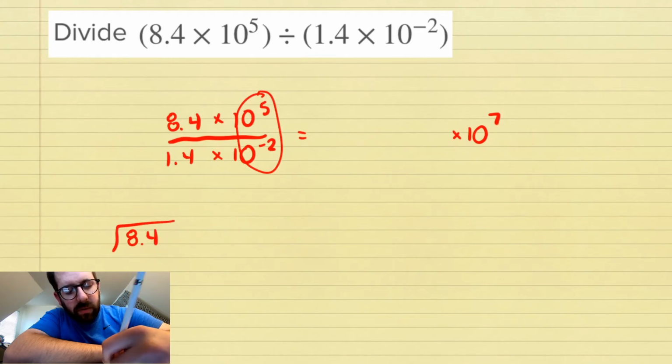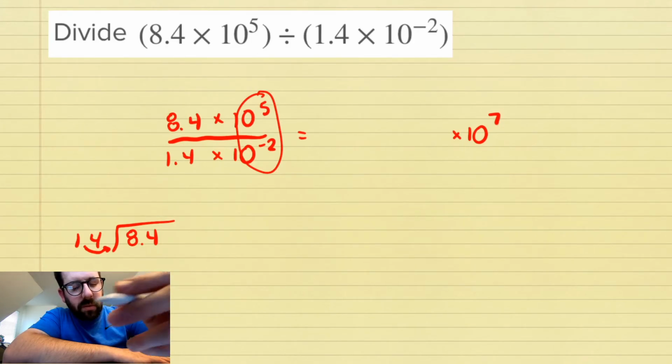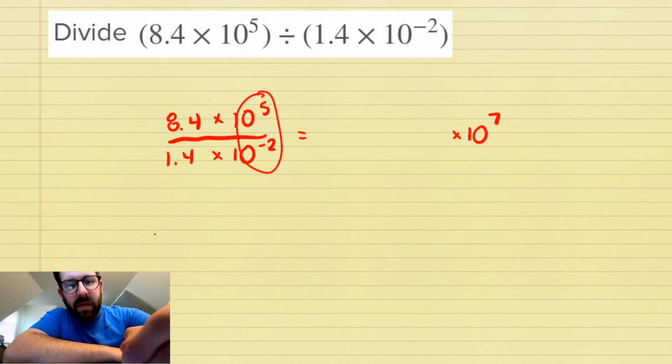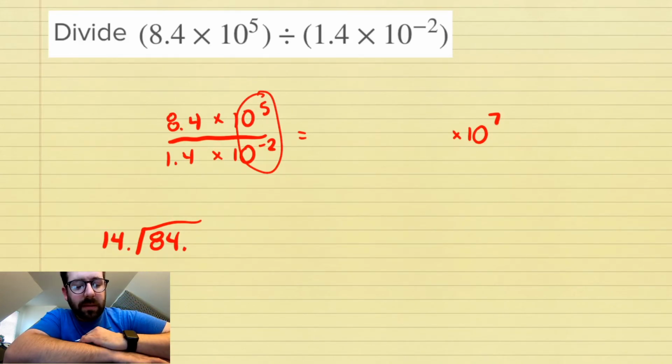So 8.4 would be in the house. The number on the outside is 1.4. We have to move the decimal over because you can't divide by decimals. So I'm going to move that decimal over, so it's going to actually be a 14 on the other side. And I have to move the decimal on the inside one spot. That's just how it works when you move the decimals. So whatever you do on the outside, you have to do on the inside.